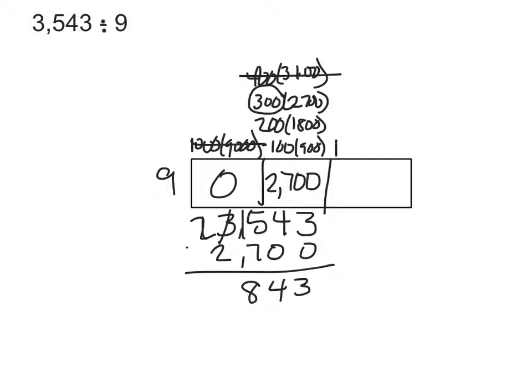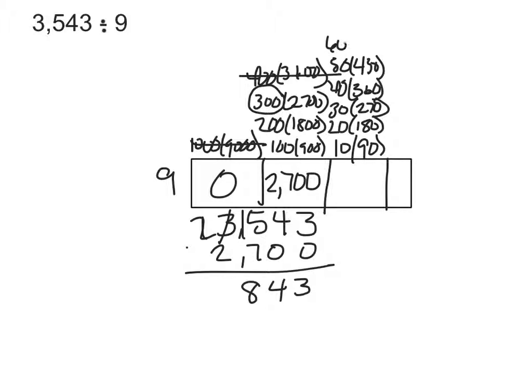Now I'm going to go to my tens. 10 times 9 is 90. 20 times 9 is 180. 30 times 9 is 270. 40 times 9 is 360. 50 times 9 is 450. 60 times 9 is 540. 70 times 9 is 630. 80 times 9 is 720. 90 times 9 is 810.